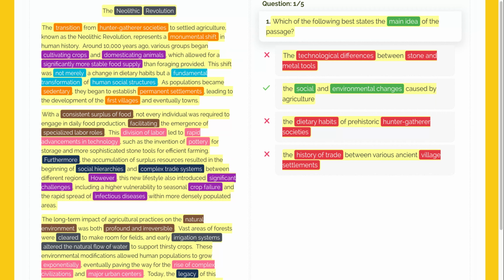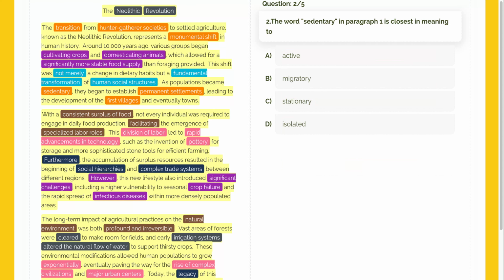This option is incorrect. The correct answer is B, because the key expressions in the text directly match this option, while the other choices either provide incomplete information or clearly contradict the passage.